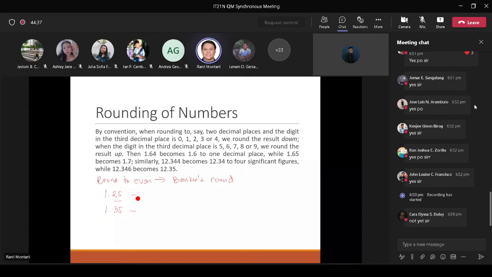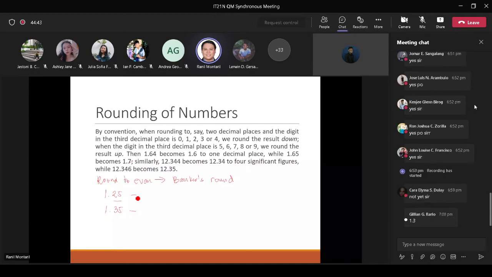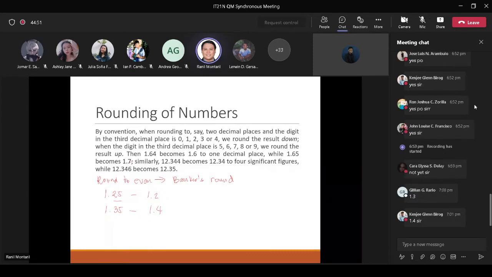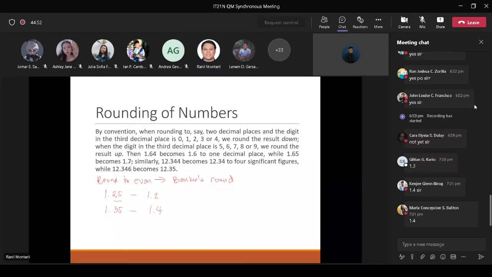Anyone? 1.3, sir. That's 1.3. But the answer is 1.2 based on the bankers rounding. How about 1.35? What will be the value? 1.4. This is 1.4. So what do you notice? 1.4. You're going to round it to the nearest even number.